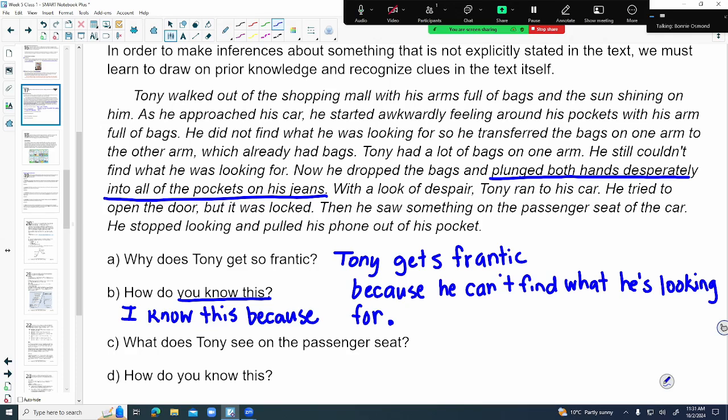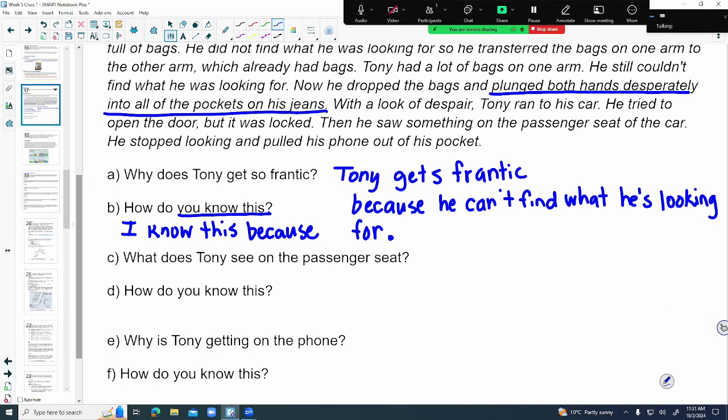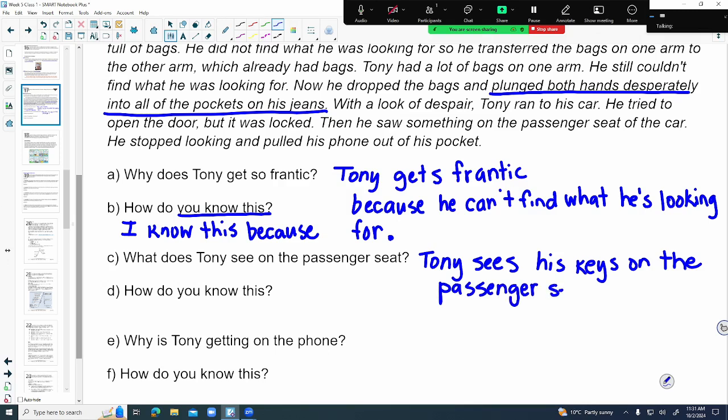Okay, C. What does Tony see on the passenger seat? What does he see? He tried to open the door, but it was locked. Then he saw something on the passenger seat of the car. It doesn't say what he saw. What do you think he saw? Tony sees what he's looking for, of course, his keys. Not just Tony sees his keys. Where does he see them? On the passenger seat. Okay, that is a complete sentence.